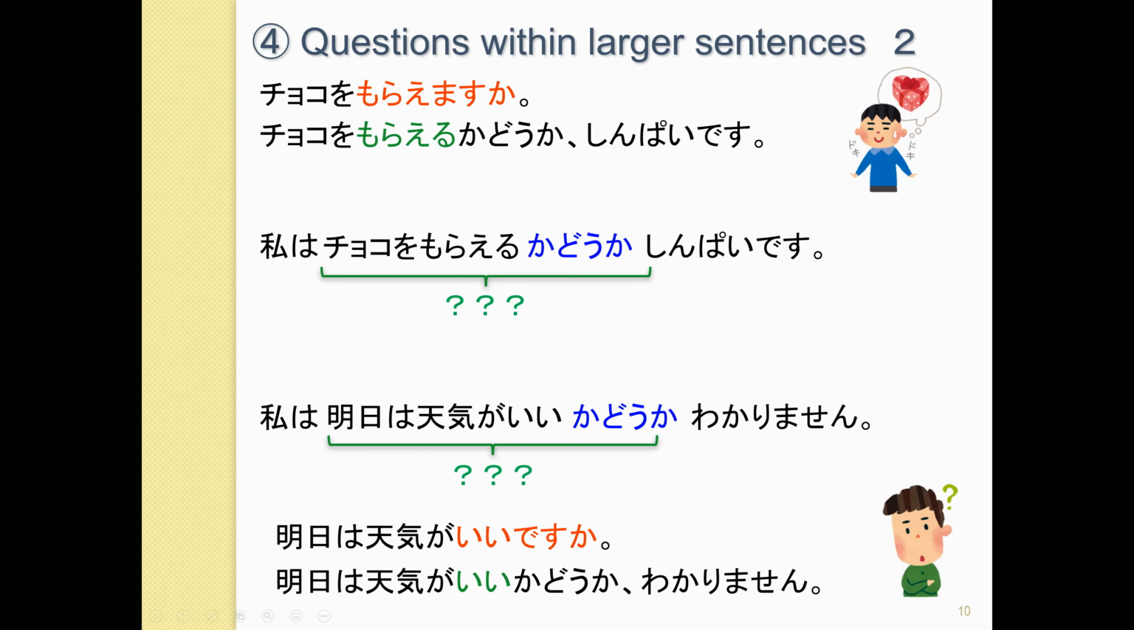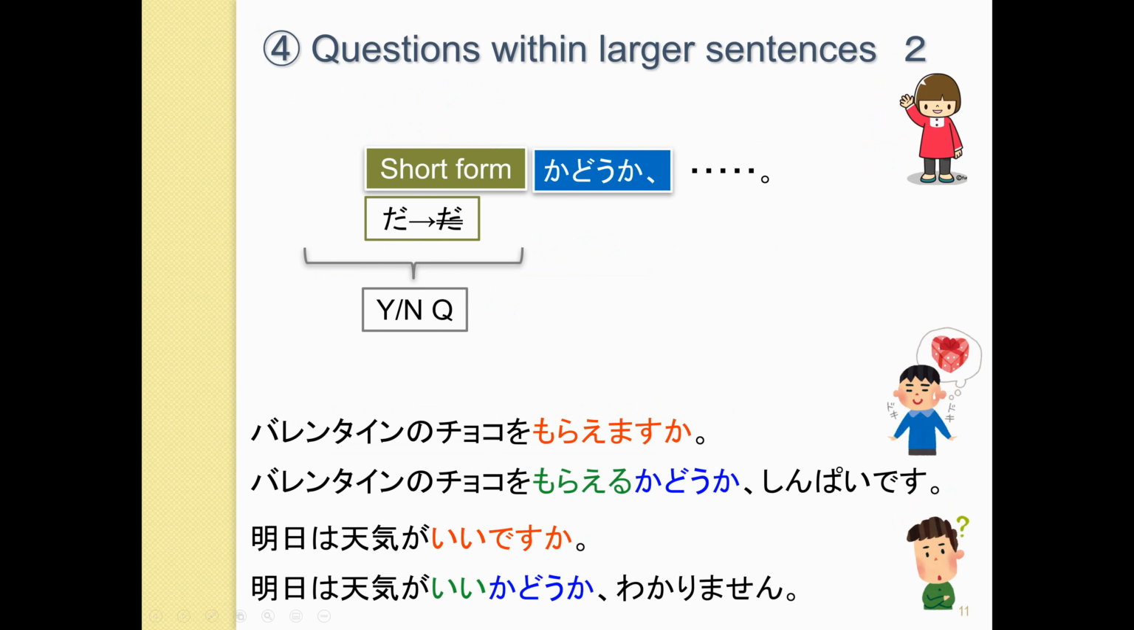So when we have a yes-no question, we don't have a question word in the question, right? We just have a sentence with ka at the end. So when I have a yes or no question, I'm just going to turn that sentence into the short form and put ka do ka. And then I can plug it into the whole sentence. So バレンタインのチョコをもらえるかどうか心配です。明日は天気がいいかどうかわかりません. This is how we can put a question inside of a larger sentence.